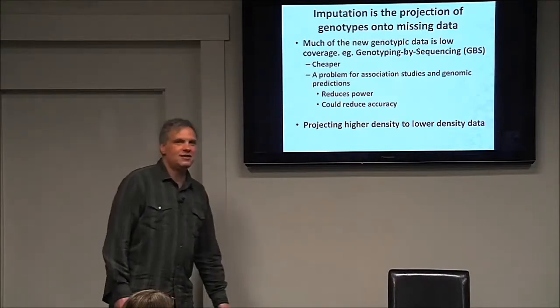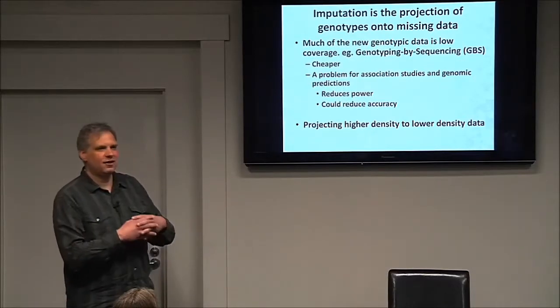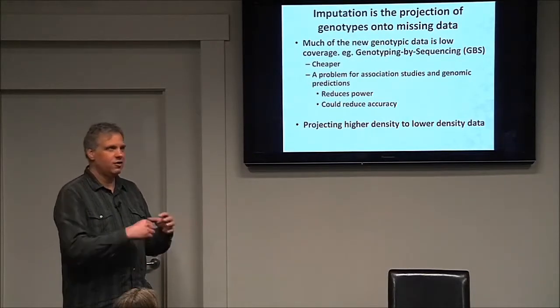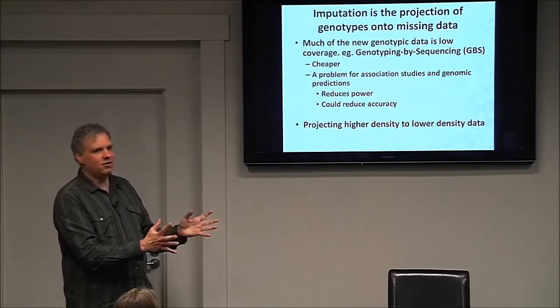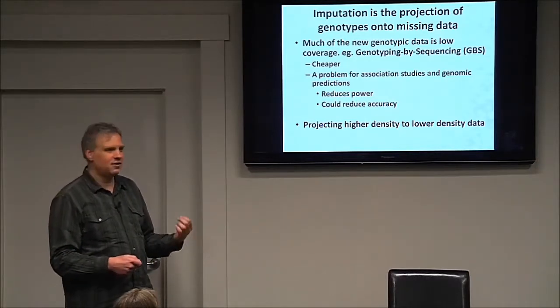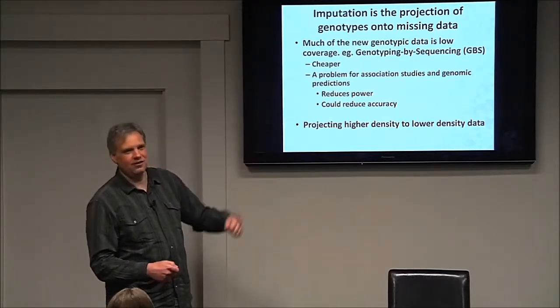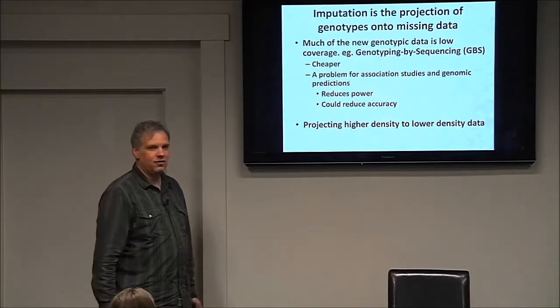Projecting higher density to lower density data can happen in humans, where they have the 1000 Genomes project, where they've done whole genome sequencing on 1,000 individuals. They try to pick those individuals to be representative of human variation. They then phase those and end up with 2,000 haplotypes that they can project onto everything else. So they're doing very high density markers on those 1,000 genomes, essentially painting those genomes. And then they do lower density markers, like a human SNP chip, on hundreds of thousands of individuals, and they project those higher density sequences onto those other ones. So that's a form of imputation.